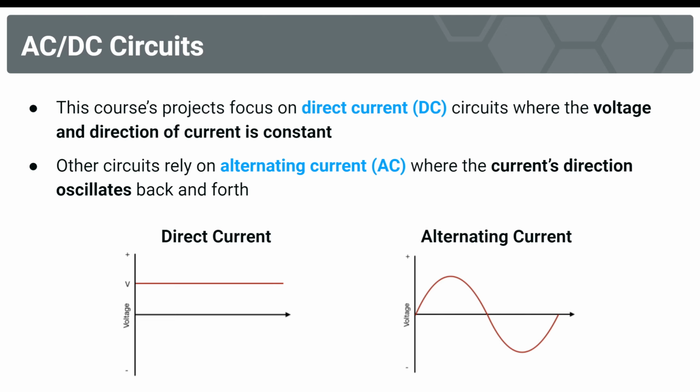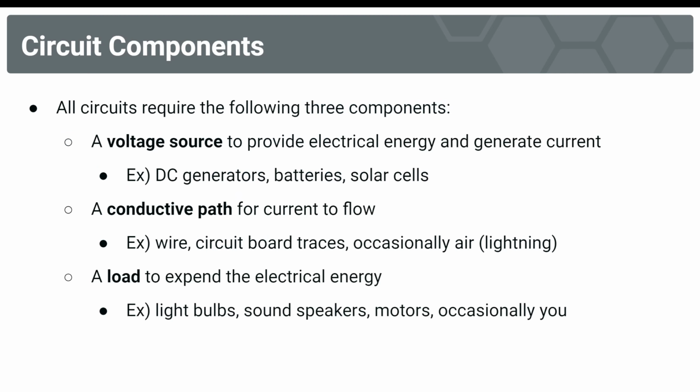We have other circuits which rely on alternating current, or AC, where the current's direction oscillates back and forth. Take, for example, this graph of alternating current, where the voltage, again, is on the y-axis, and on the x-axis we have time. Voltage is oscillating above and below the axis. The current's direction is oscillating from positive to negative. This is fundamentally alternating current.